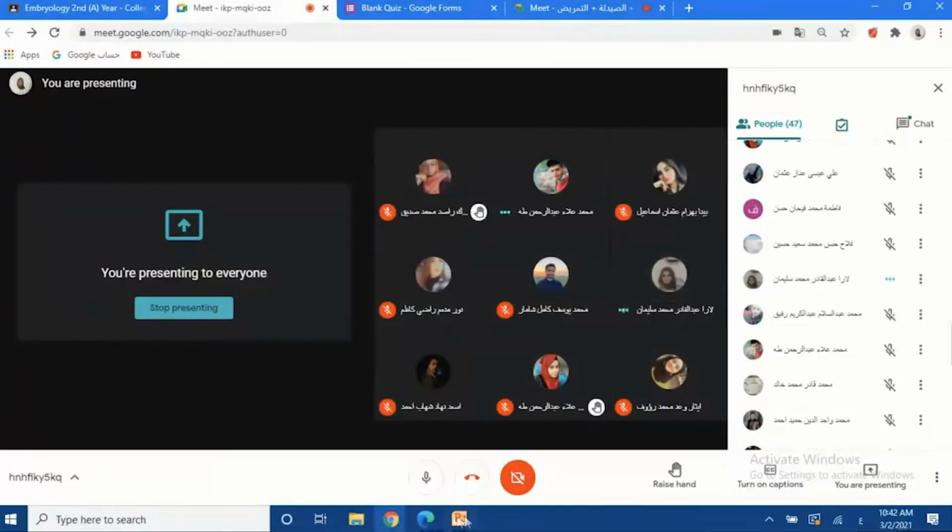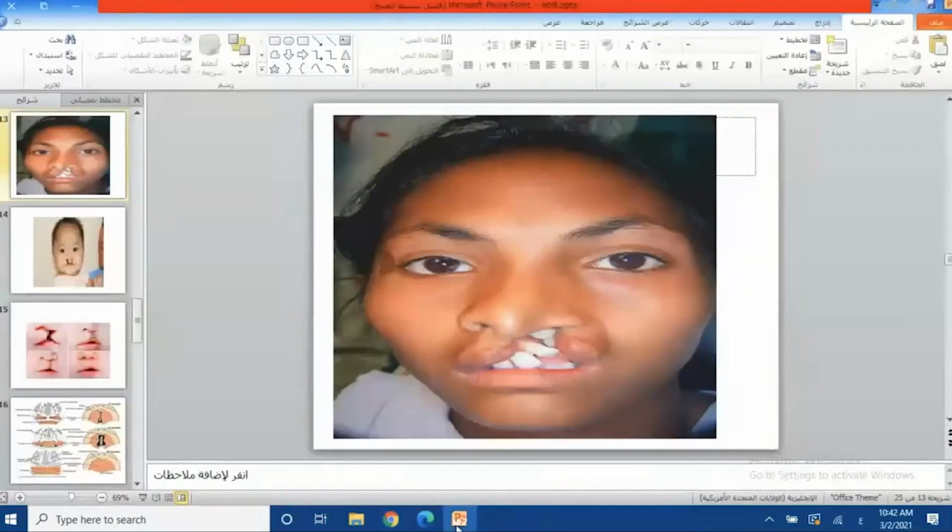Yes, Lara. What can you see? What's the kind of the cleft? Unilateral cleft. Yes, unilateral cleft of what? Of the lip. Of the lip. And what else? And the jaw. Jaw. And is there any extension to the nose? Yes, there is. Okay, good. Thank you.